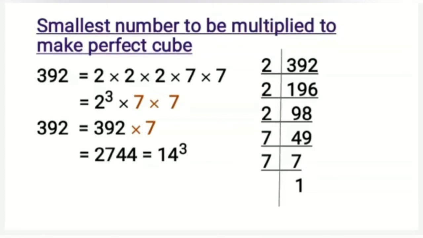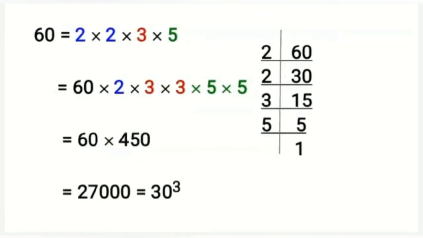So I will multiply 392 with 7. 392 multiplied with 7, I will get 2744. And now it will become a perfect cube. 2744 is the cube of 14. Let's take one more example.